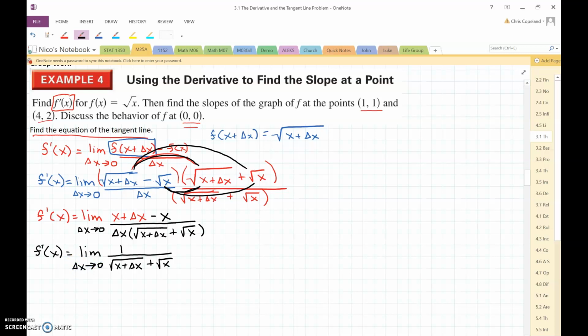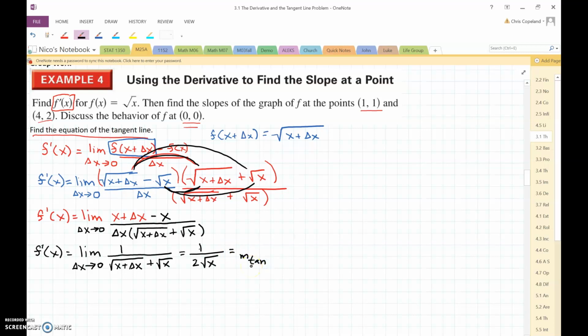Now we can evaluate our limit. As delta x goes to 0, in the numerator you're going to have 1, and in the denominator you're going to have the square root of x plus the square root of x, because delta x goes to 0. So this is going to be 2 square roots of x. Okay, so there's my derivative. Remember that this is equal to the slope of the tangent line.